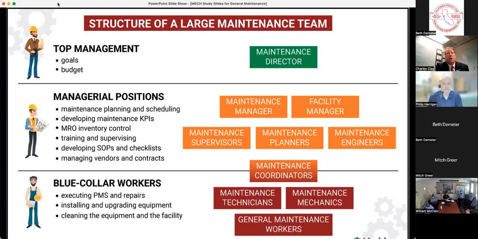And of course, then the blue collar worker level, which I spent a lot of time at early in my career: executing the PMs and repairs, installing and upgrading equipment, cleaning the equipment, and maintaining the facility. Keep this in mind, and know that the test questions are broad and can involve all of this as we go through it. Next slide, please.